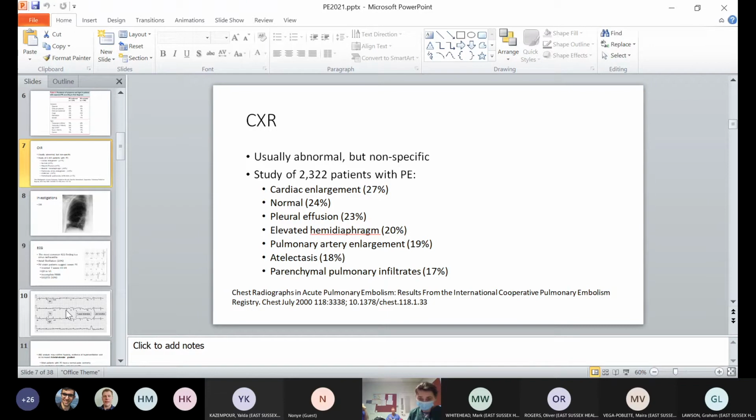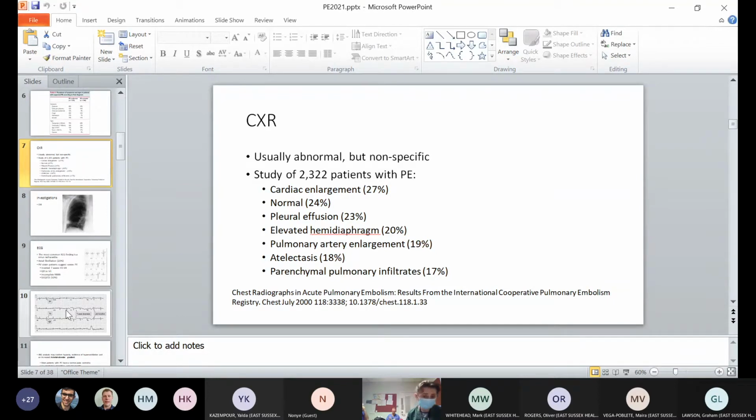A little bit of pleural effusion could be consistent with PE. Elevated hemidiaphragm, this study showed 7% of people have that. Pulmonary artery enlargement, some atelectasis, and pulmonary infiltration. Basically, if you cannot explain that small patch in your lungs with the 15 liters of oxygen and a sudden onset of breathlessness for the patient, although maybe he has some raised CRP and white cell count, maybe you should think about PE, because that little patch in the lungs may be PE related rather than just pneumonia.